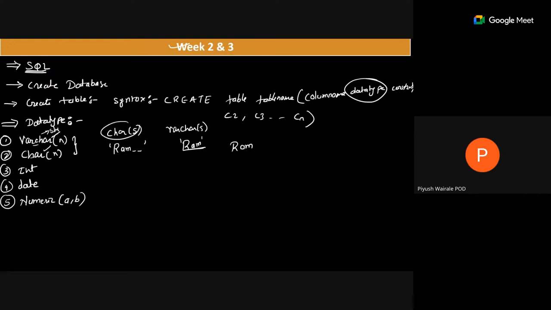Okay. So here it will take fixed storage for each row. And here you can see, depending upon the length of the string, varchar will take the storage. Right. So if you input RAM, it will take RAM only. That's it. And in the case of char, it will pad the rest of the characters with empty spaces, right? This is the main difference between char and varchar.